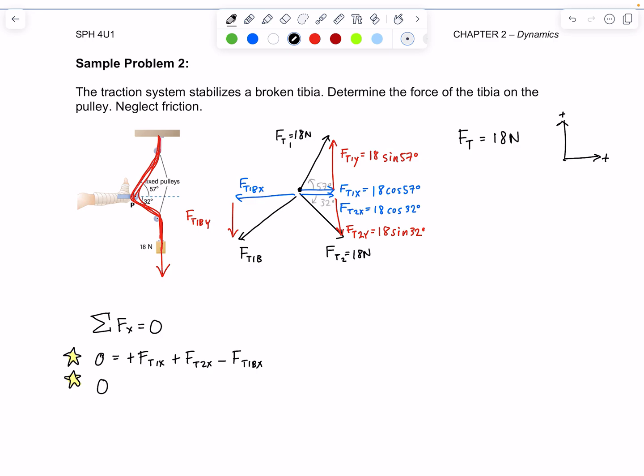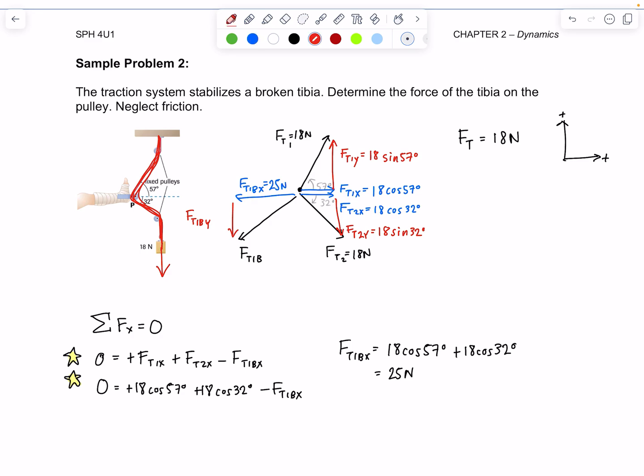So we can substitute. This is plus 18 cos 57 degrees plus 18 cos 32 degrees minus force of tibia x. We can rearrange for the force of tibia x, and we get 18 cos 57 plus 18 cos 32. Punch this into our calculator, and we end up with 25 newtons. So the magnitude of the force of tibia in the x direction is 25 newtons.